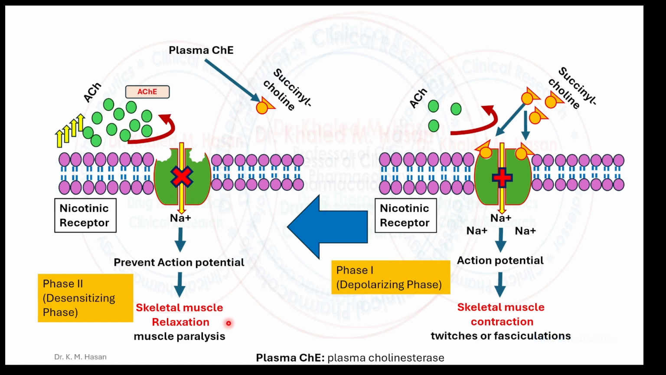So now we understand the situation for succinylcholine. Phase one is depolarizing, activate by binding to the receptor. Phase two, desensitize, unable to make a conformational change in the receptor. The acetylcholine is unable to bind to the receptor. This will prevent further action potential, leading to skeletal muscle relaxation and muscle paralysis.